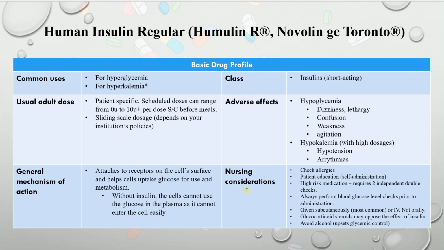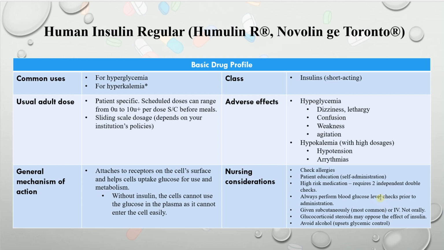Okay, nursing considerations. Check for allergies, patient education, especially if you're teaching the patient how to self-administer insulin. It's a high-risk medication, so it requires 2 independent double checks, meaning 2 registered nurses or 2 licensed medical professionals that can do the double check for you, okay? Always perform blood glucose checks prior to administration. Since it's given subcutaneously as the most common route, you have to make sure that the patient's injection site is okay.